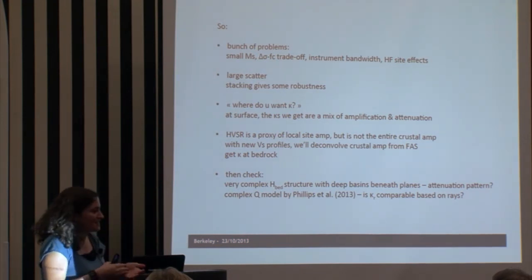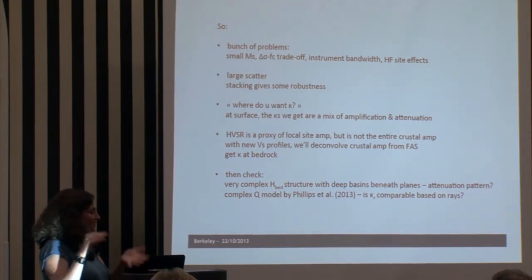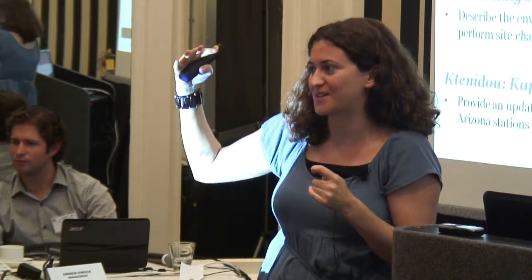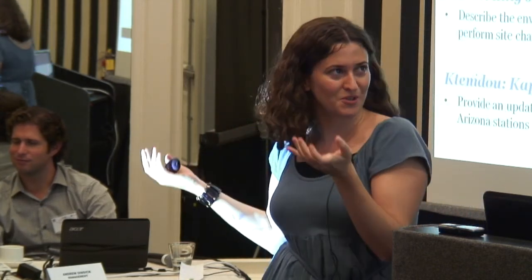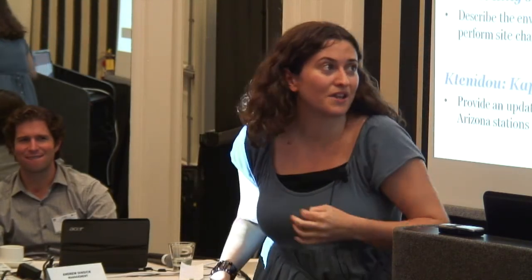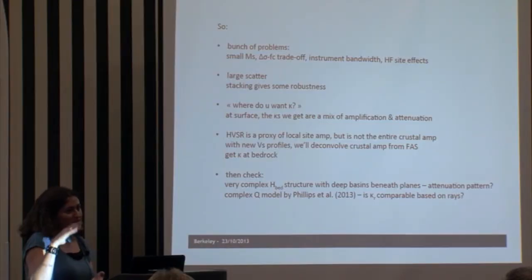And we have big scatter, and we saw that the stacking can kind of help us work through it and give us something more robust. But at the end of the day, the question is still, where do you want kappa? Because if you want it at the surface, it's going to still be a mix of attenuation and amplification. And if you want to be able to get rid of the amplification correctly, then we can start working on that when we get the VS measurements.